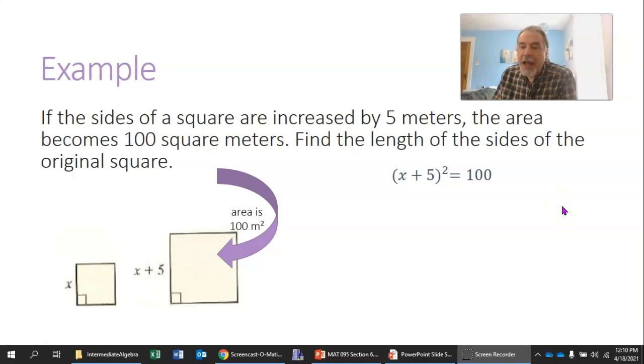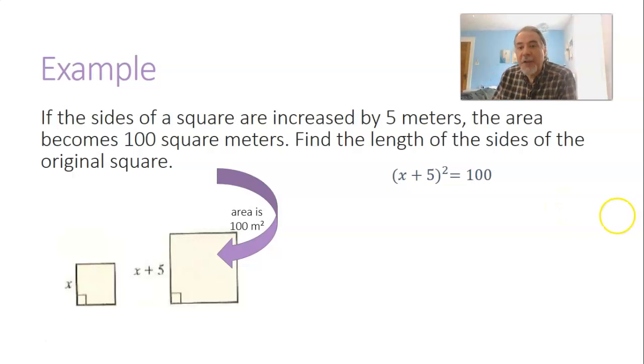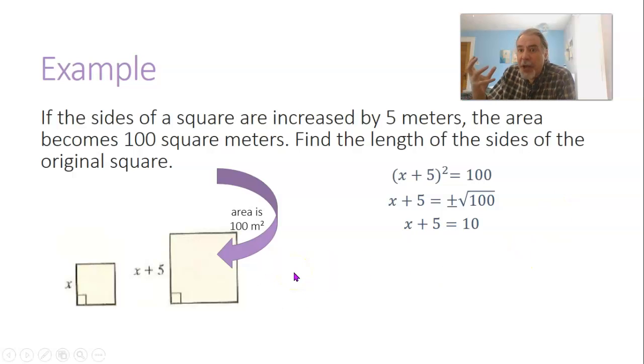Now, the way this is set up, I think it would be easy to solve it by taking square roots. When you have something squared equal to a number, the something equals plus or minus the square root of that number. So x plus 5 equals plus or minus the square root of 100. And the square root of 100 is 10. And since we are talking about sides of a square, it only makes sense for that to be positive. So that's why I just put the positive square root. So x plus 5 equals 10.